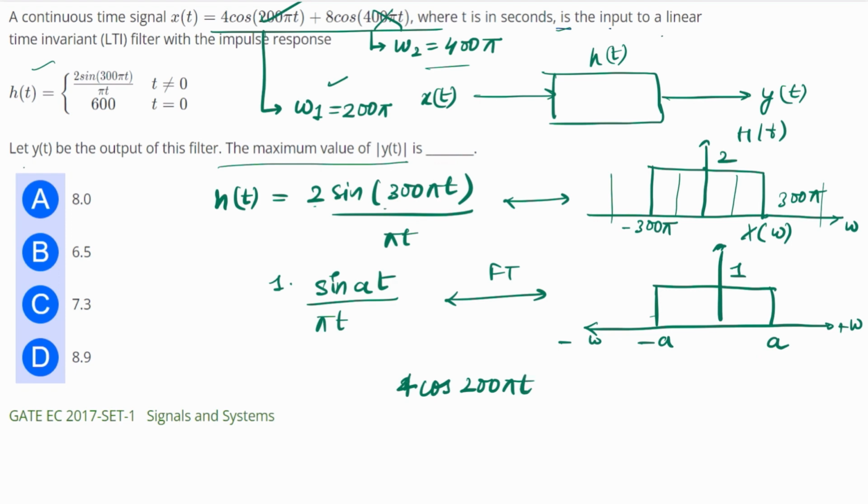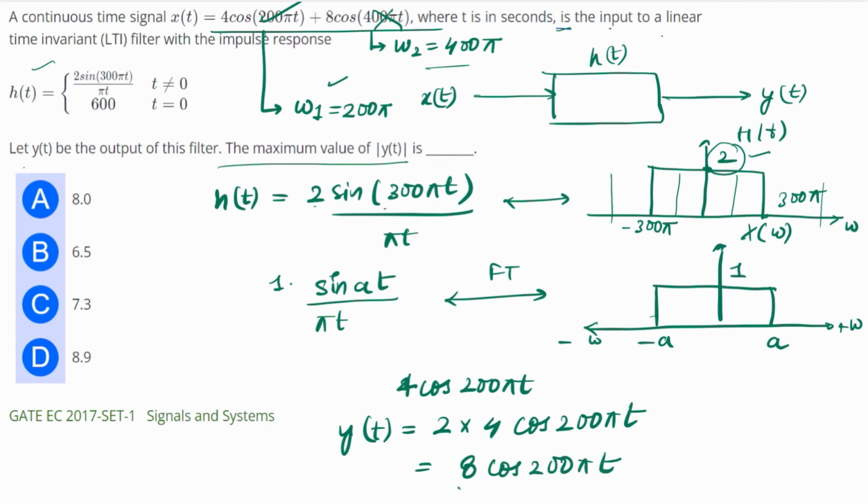Now the filter is also multiplying the magnitude by 2. So yt will be equal to 2 into 4 cos 200 pi t, which is 8 cos 200 pi t. So what's the maximum value of yt? The maximum value of yt is nothing but 8. So 8 is your solution. This is how we can solve this type of question very easily.